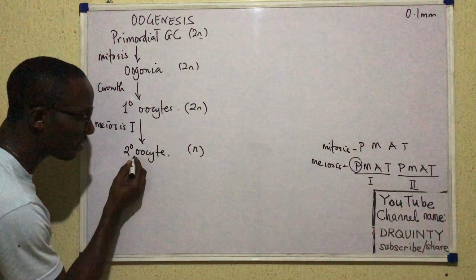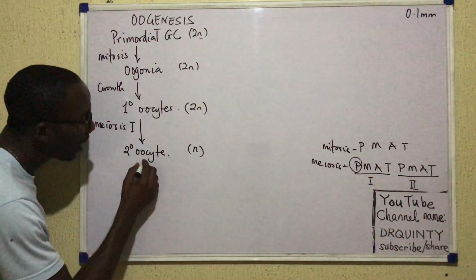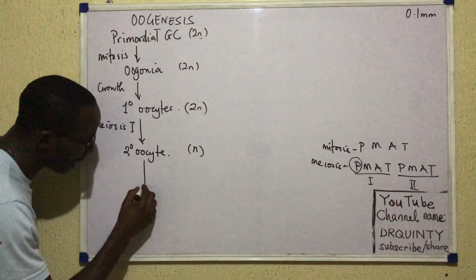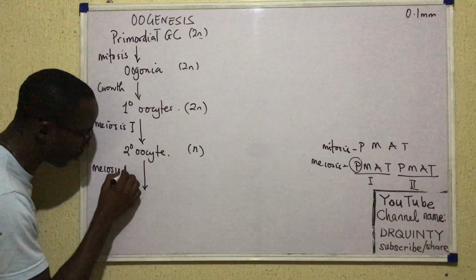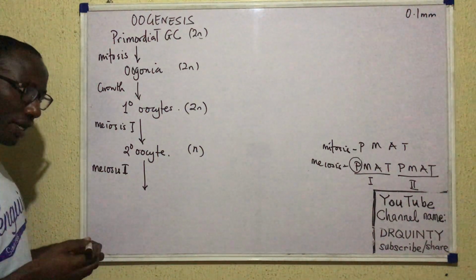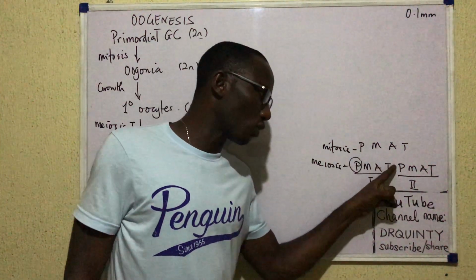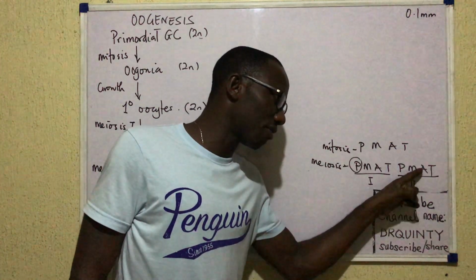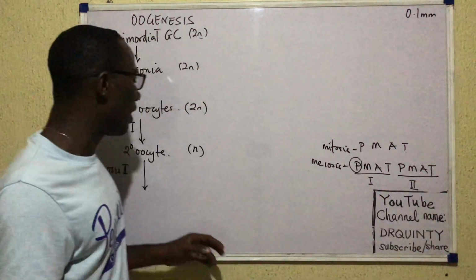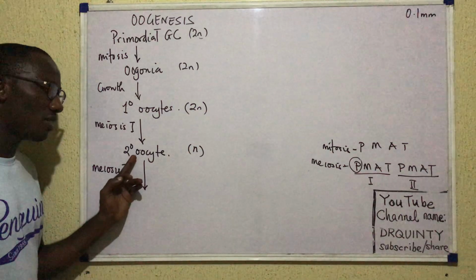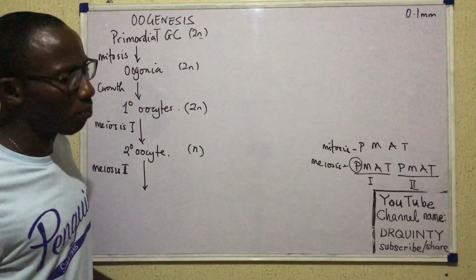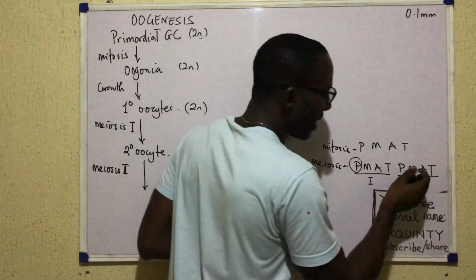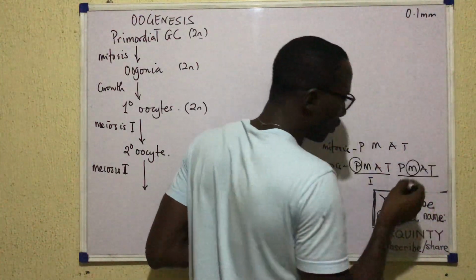And then we have a secondary oocyte. That secondary oocyte will undergo what we call meiosis 2. Again, meiosis 2 has its own prophase, metaphase, anaphase, telophase. But the meiosis 2 that this secondary oocyte is undergoing will not be completed. Instead, it will be arrested at metaphase 2.